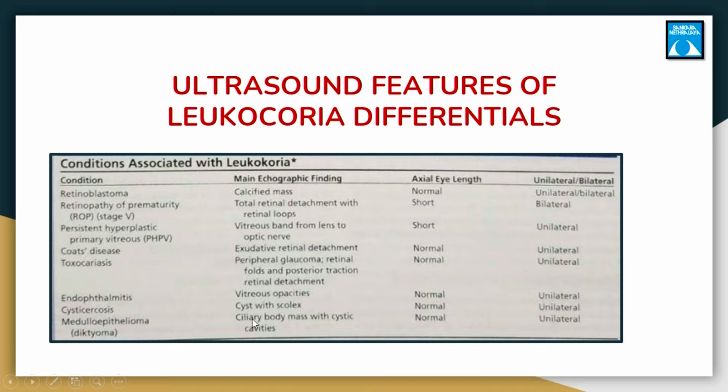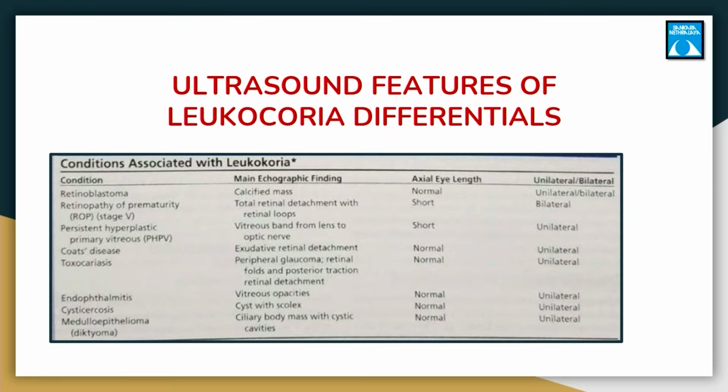In cysticercosis, they have on ultrasound the characteristic cyst with the scolex, and axial length is normal. It will mostly be unilateral. And the rare tumor, medulloepithelioma, also called diktyoma, will have a ciliary body mass with cystic cavities on ultrasound. And clinically, we can see deficient zonules in the region where the mass is present. Okay, just a point that in cysticercosis, the scolex is a dense spot, not because of calcification. Scolex is dense basically. It will get calcified only if it is dead, not in a live worm.